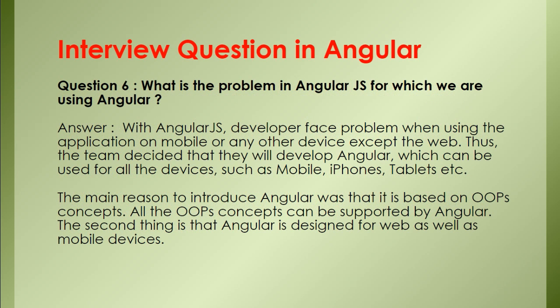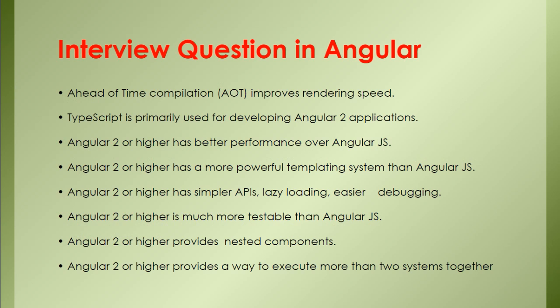And our next question is: what is the problem in AngularJS for which we are using Angular? With AngularJS, developers faced problems when using the application on mobile or any other device except the web. Thus, the team decided to develop Angular, which can be used for all devices such as mobile, iPhone, tablet, etc. And the main reason to introduce Angular was that it is based on OOPS concepts. All the OOPS concepts can be supported by Angular. And the second thing is that Angular is designed for web as well as mobile devices. And the other thing is ahead of time compilation, AOT, improves rendering speed.